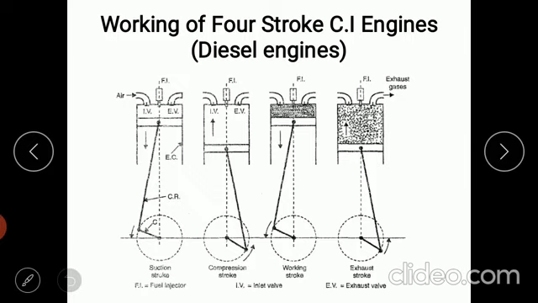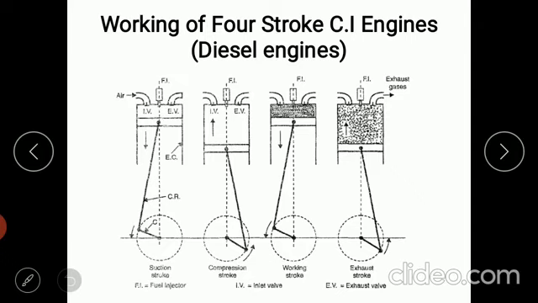Then again during exhaust stroke, only the exhaust valve is kept in an open condition. The burned gases will be sent out of the cylinder. So this is all about the 4-stroke CI engine.